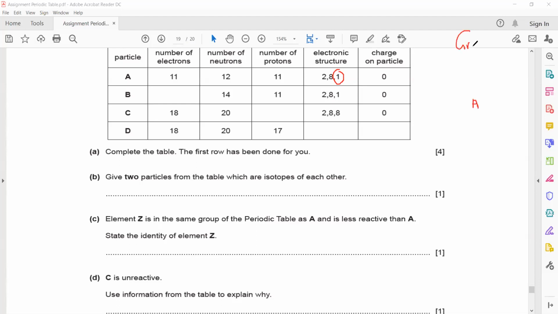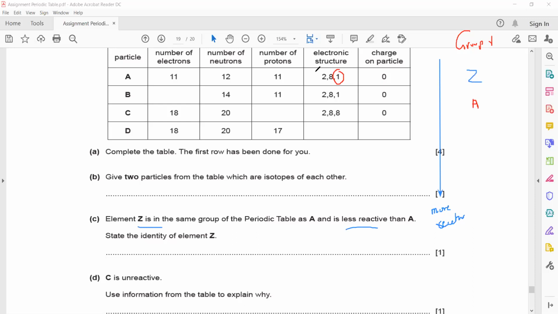And for group 1, as we go down the group, their reactivity increases. Group 1 elements become more reactive as we go down the group. So they mention Z is less reactive. So if Z is less reactive, it means Z should be above A, not below A.